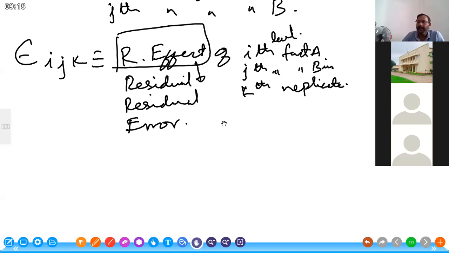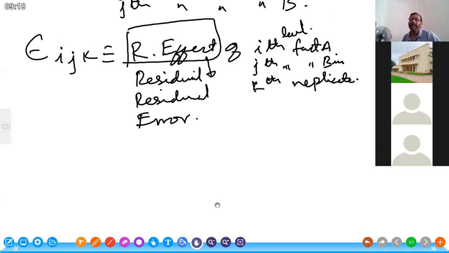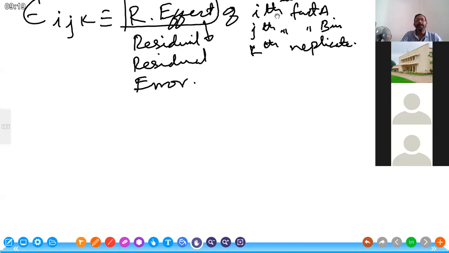Right, similar to that. So here we write down each component separately. Right, this is in a CRD model. If it is in CRD, no blocks involved. Replicates are involved, but no blocks. Right? So I'm going to go for the ANOVA table.